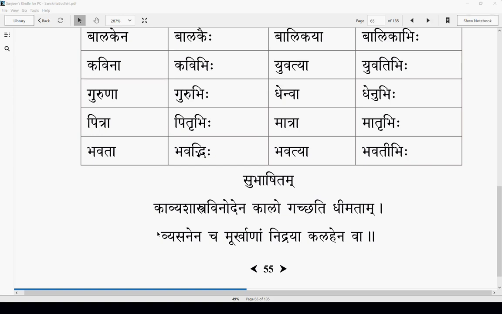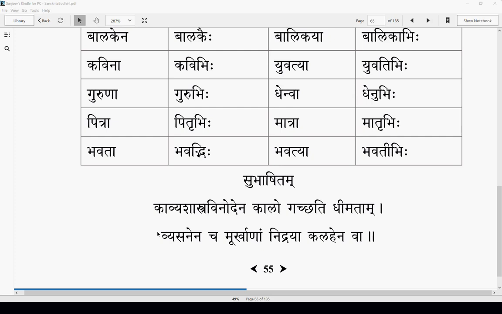Tam kalo kavya shastra vinodena gacchati murganam kalo nidraya kalahena vyasanena cha gacchati. That Mohoday? No, cha murkanam. It is not vyasane. Cha, yeah, because dhimatam is the wise people. Cha murkanam and foolish people. Vyasanena nidraya vyasanena va kalahena. So. Suresh Mohoday, exact English literal translation.